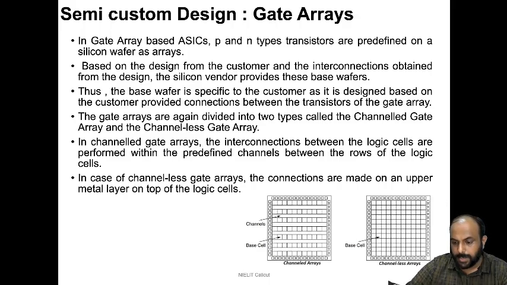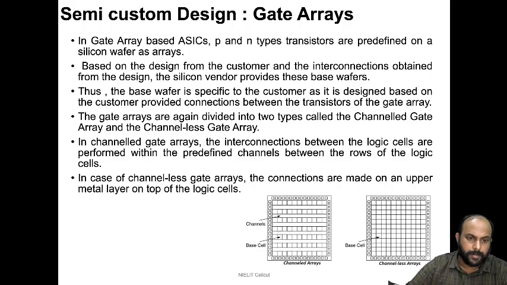As you can see in the bottom side, you can see two structures. The left side structure is called a channeled array, and the right side structure is called a channel-less array. Okay, the left side structure, you can see some channels in between the logic placements, which is missing in the right side channel-less arrays. So both of these structures form semi-custom design known by the name gate arrays. So based on the design from the customer, or the requirements from the customer rather, the interconnections are obtained from the design. The silicon vendor provides these on the wafers.